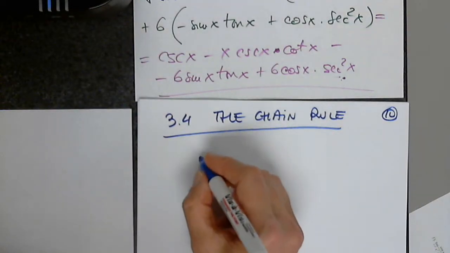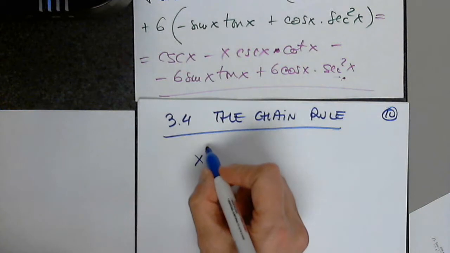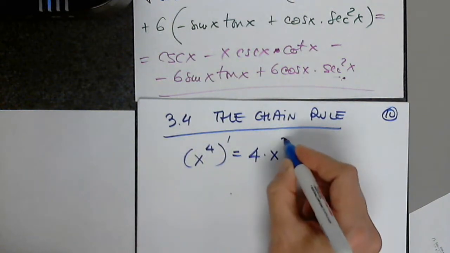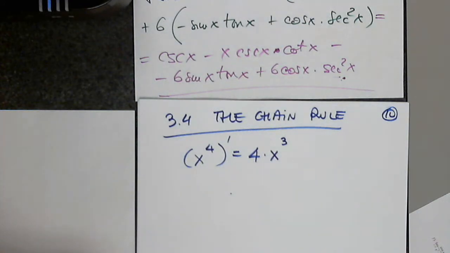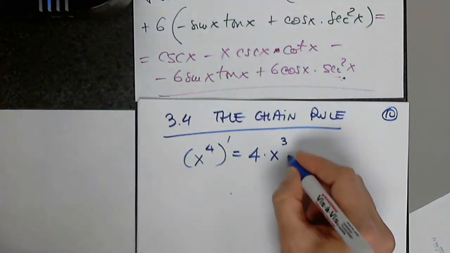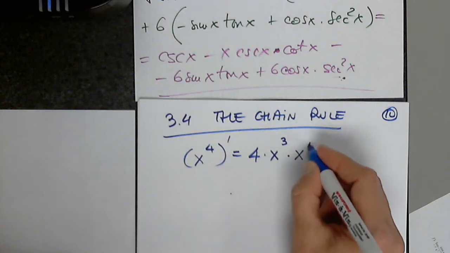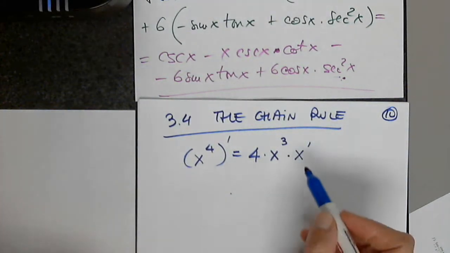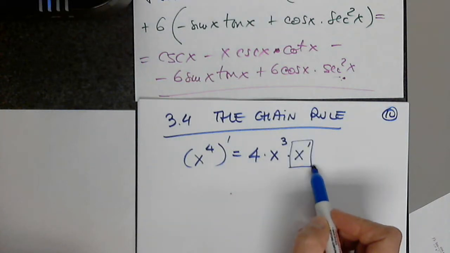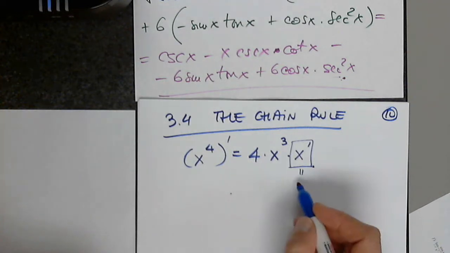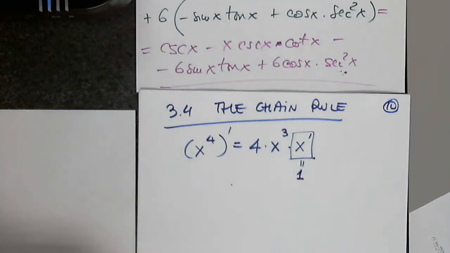When we differentiate x to the fourth power, we get 4 times x to the third, correct? Times, I should have written this, x prime. The reason why we did not write this is because this equals 1. That's the only reason why we did not write it.